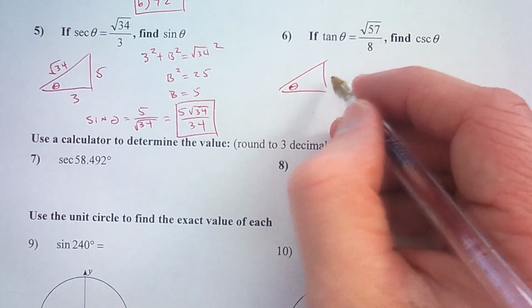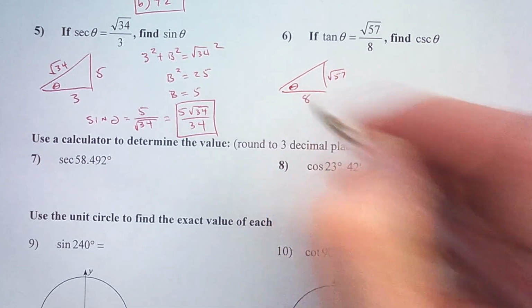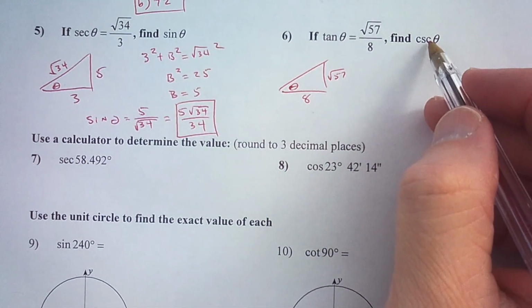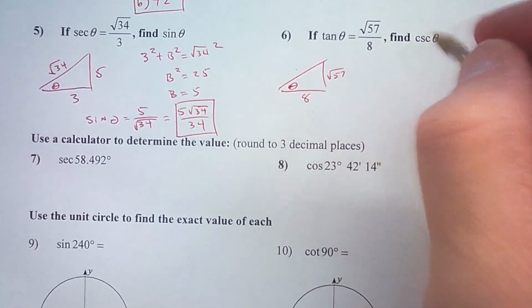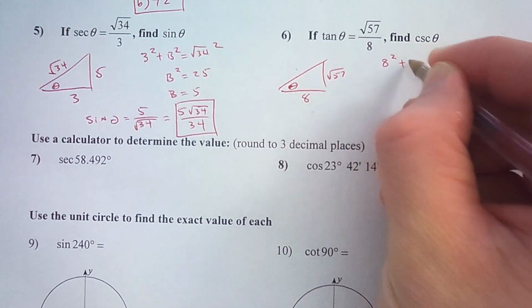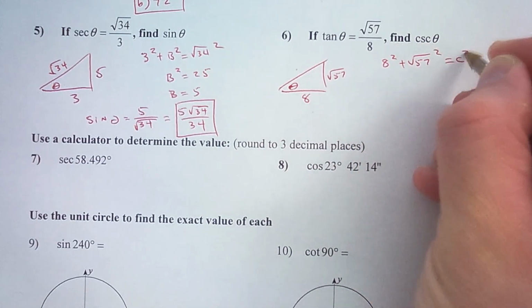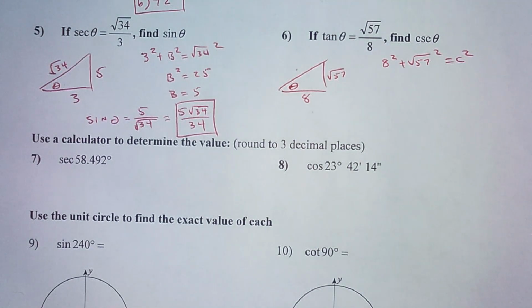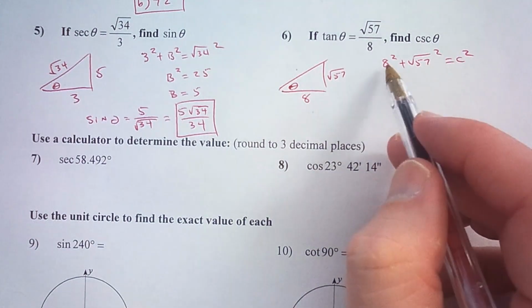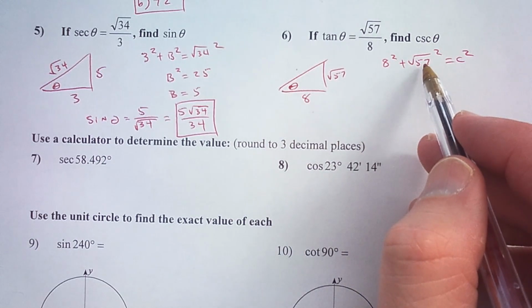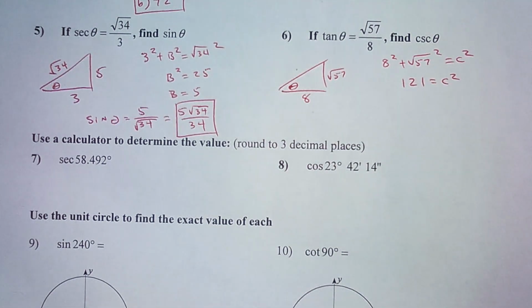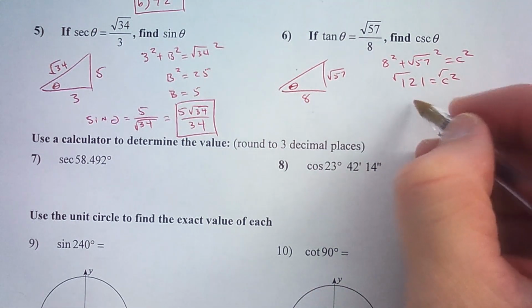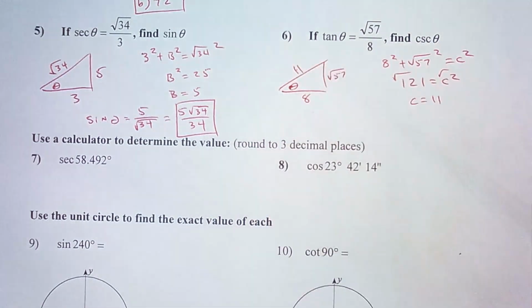Okay, so that's opposite over adjacent, square root of 57 opposite, adjacent 8. Find cosecant, which is reciprocal of sine, so that's going to be hypotenuse over opposite. So I have 8 squared plus the square root of 57 squared equals c squared. Okay, so 64 plus 57, and that's 121. So I get 121 equals c squared. And the square root of 121 is 11. So I get a hypotenuse of 11.